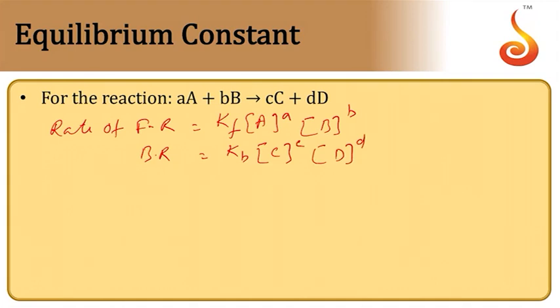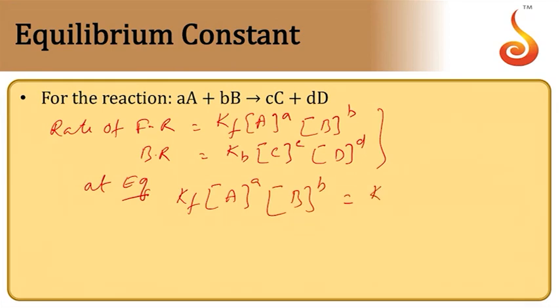Now at equilibrium, both the rates will be equal. So at equilibrium, both forward and backward rates are equal. So equating, Kf into the concentration of A to the power a into the concentration of B to the power b is equal to Kb, the backward reaction rate constant, into the concentration of C to the power c into that of D to the power d.